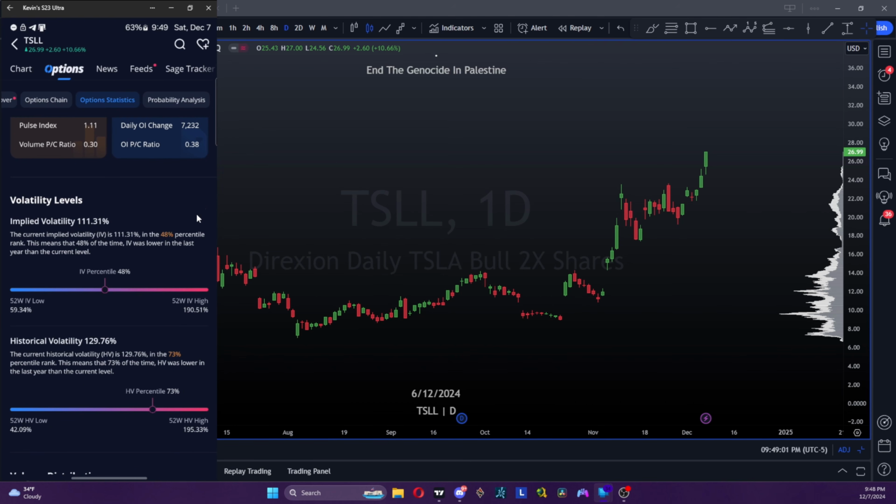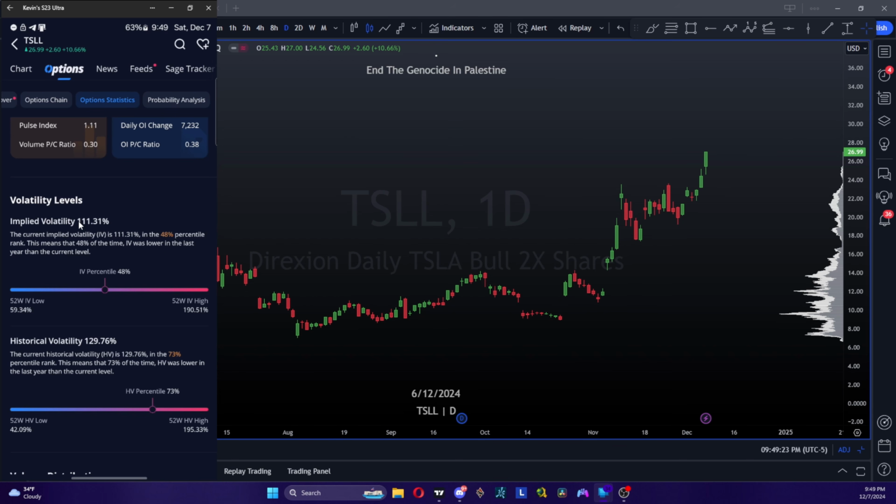So yes, theoretically, TSLL is a better sympathy trade than Tesla if you're bullish on Tesla, right? Or I guess if you're bearish, you could buy puts as well, because the IV is below the halfway mark, right? You could kind of eyeball where the halfway mark is. You could say it's like right over here.